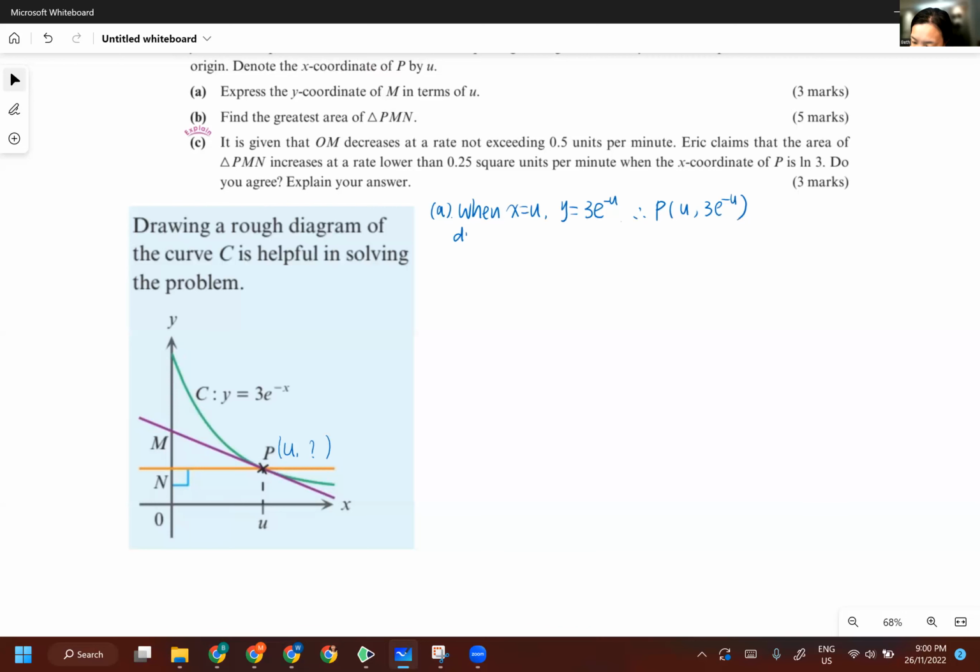Differentiate: dy/dx equals 3e to the power negative x times negative 1. That's negative 3e to the power negative x. This is the derivative. How about the slope? The slope of the tangent at P equals negative 3e to the power negative u. The slope is a value.